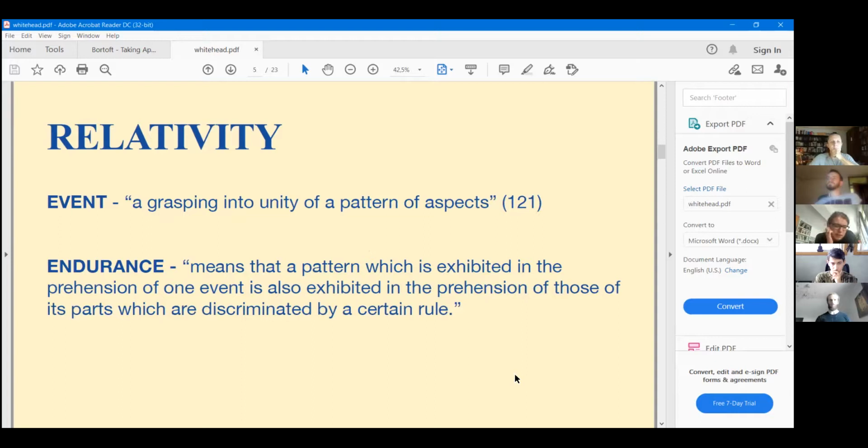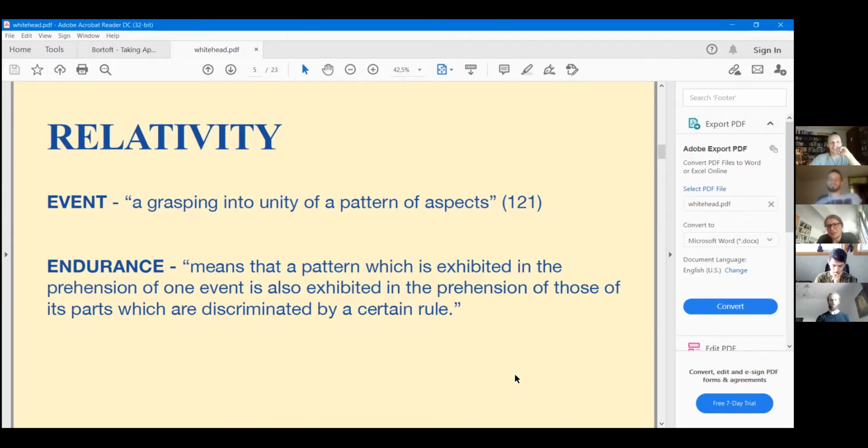And Whitehead is going to counter the naive interpretation, which takes space-time as some pre-existing frame within which events can take place. Later he's going to say that the spatio-temporal relations are not external, rather they're internal. They unfold within the event itself. But for that, he has to define what an event is. He defines it as a grasping into unity of a pattern of aspects, a very mathematical way of doing philosophy. But events, if I understand correctly, can actually be anything.